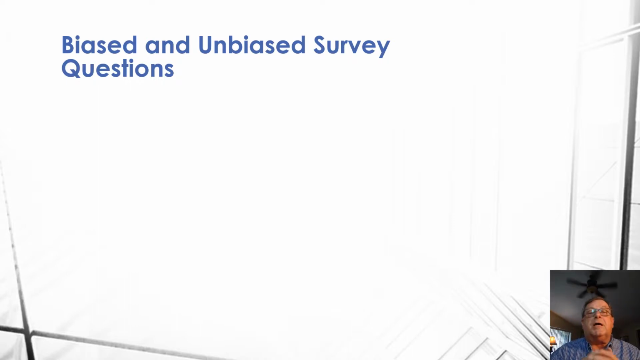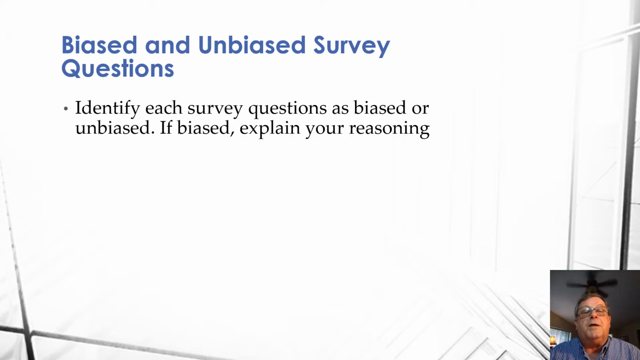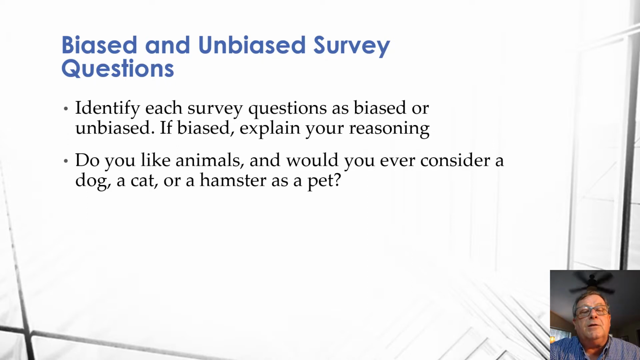So let's take a look here at a couple of scenarios, and we're going to see if we can identify from survey questions whether they are biased or unbiased, and if they're biased, we're going to explain our reasoning. So let's look at the first one here. So here's a survey question. Do you like animals? And would you ever consider a dog, a cat, or a hamster as a pet?